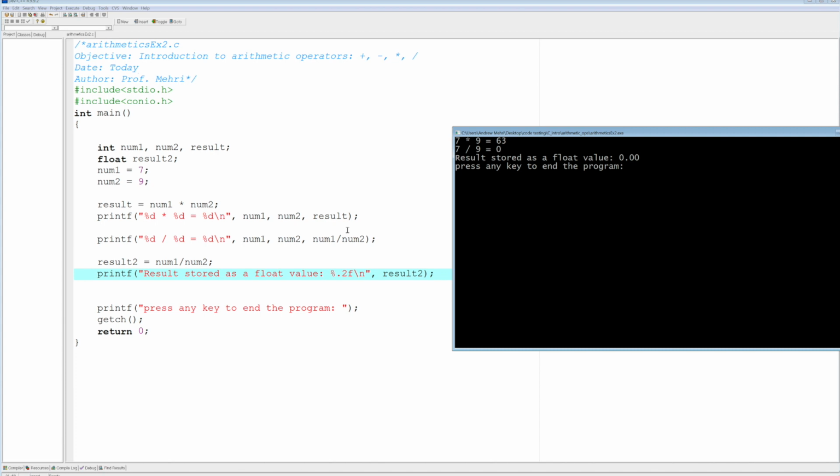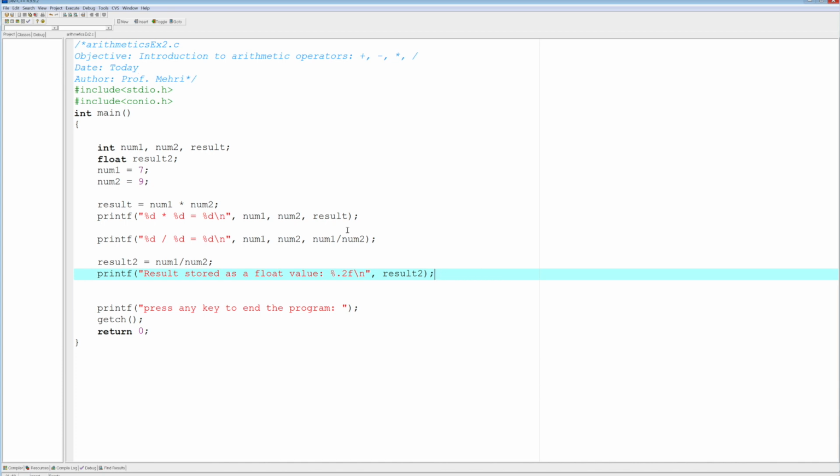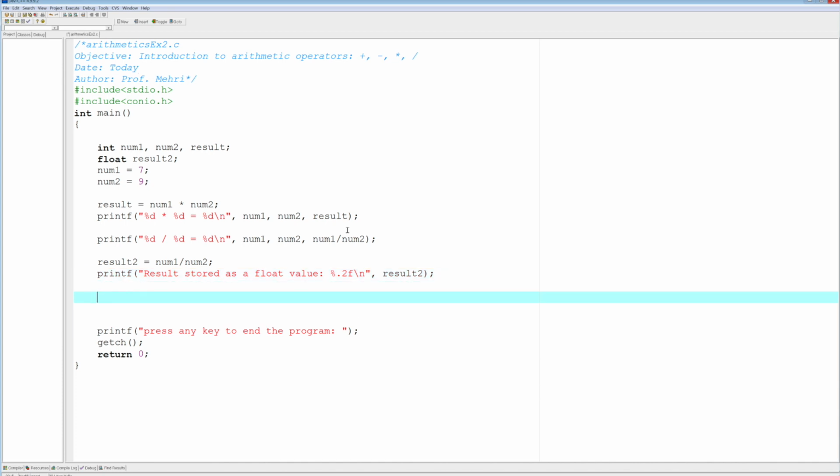The answer is yes. You can actually convert either num1 or num2 or both to float values to get a float value. So let's do that. We could do it in the printf statement, just to show you what it would do. First, let's multiply, and then we'll do a conversion. We'll do what we call typecasting.